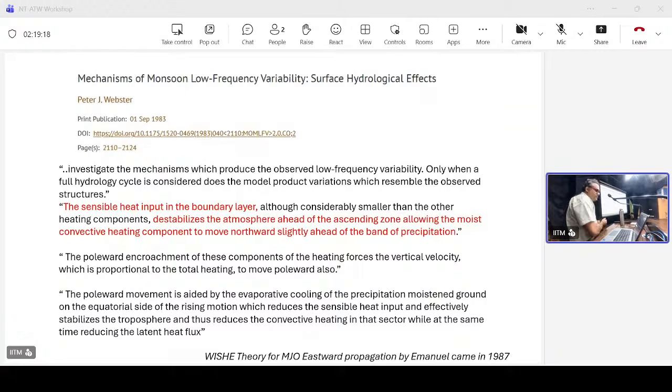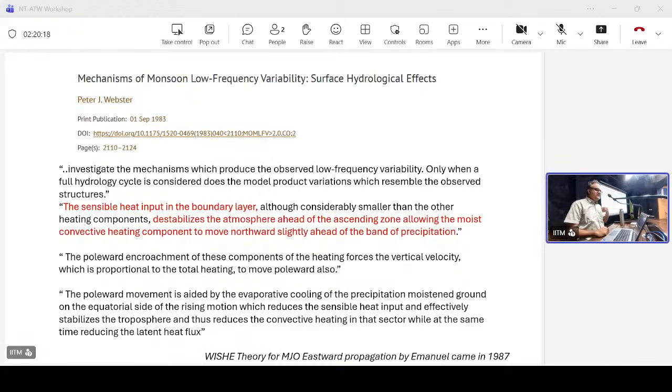This is one of the classical old papers by Peter Webster, where most of the important hypotheses of monsoon intraseasonal oscillation were actually given. Here is one of the first references I found where he clearly mentioned that land surface hydrology, the surface hydrological effects, are very important for the monsoon intraseasonal oscillation. Most of the conclusions we started with you can find here, in terms of sensible heating. What he said is that the sensible heat input to the boundary layer destabilizes the boundary layer atmosphere ahead of the ascending zone, allowing the moist convective component to move northward slightly ahead of the band of precipitation.